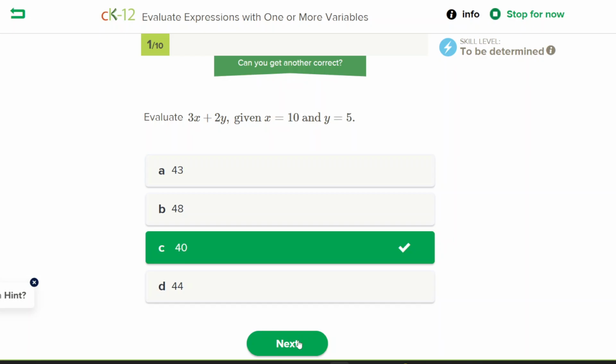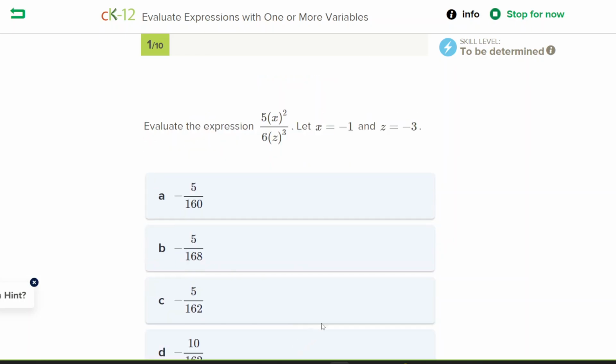All right, so let's move on to the next example. Same thing, we're given 5 times x squared, x to the second power, divided by 6 times z cubed, where x has a value of -1 and z has a value of -3.